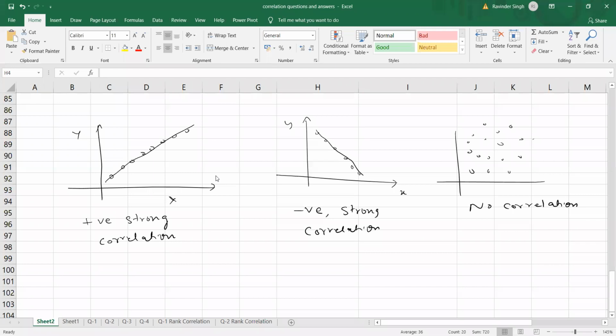So whenever we have strong correlation, your R value will be in the neighborhood of 1. Because it is negative, this will be in the neighborhood of -1. And if there is no correlation at all, either the value will be 0 or in the neighborhood of 0, for example, 0.1, 0.2. So these are the 3 points we have to understand from the scatter plot. If any doubts anywhere, please let me know.